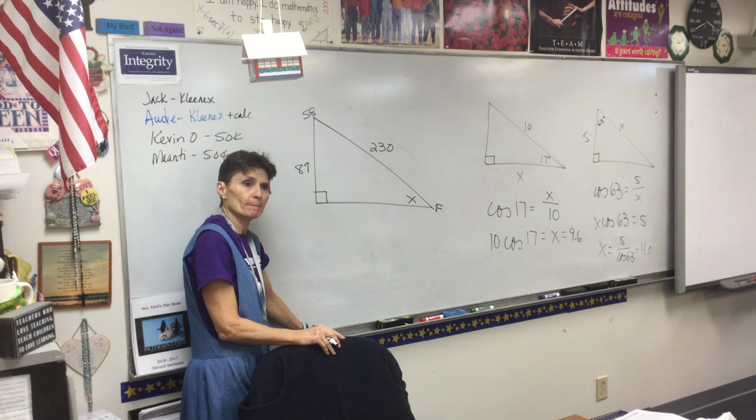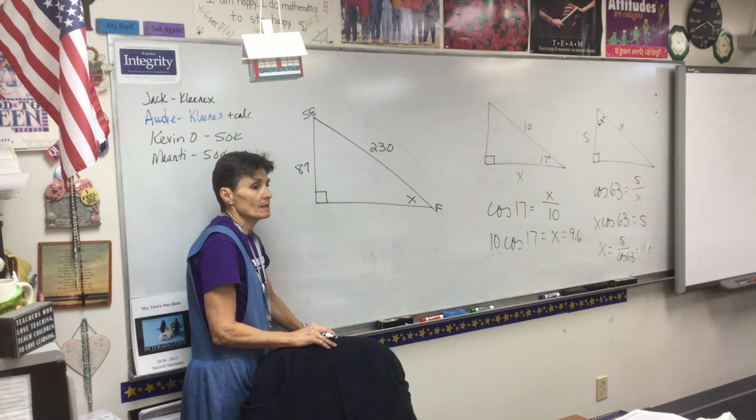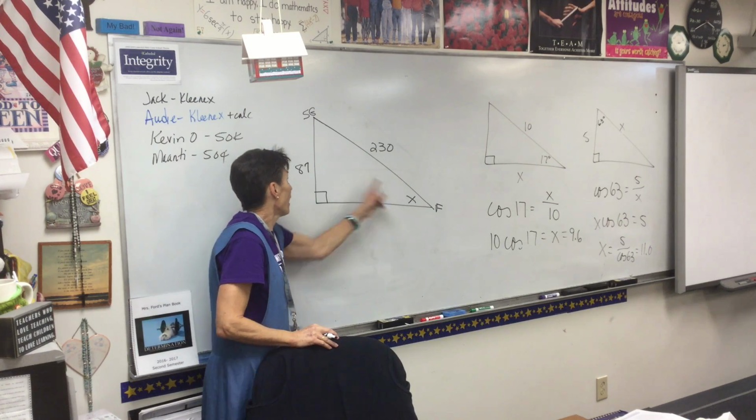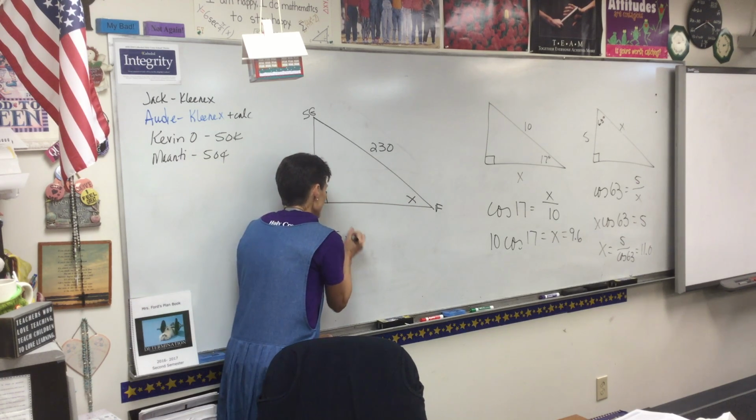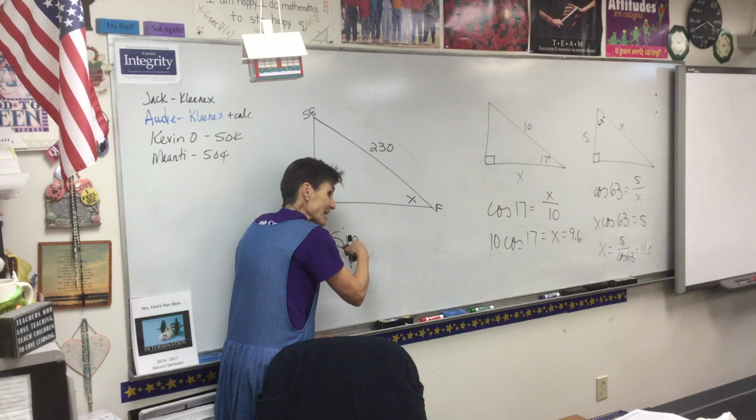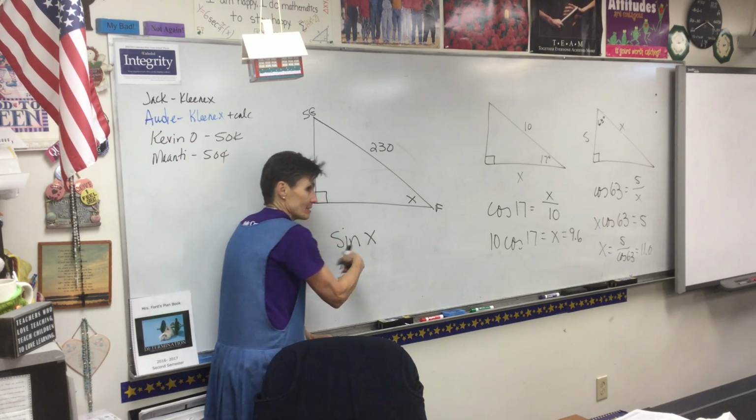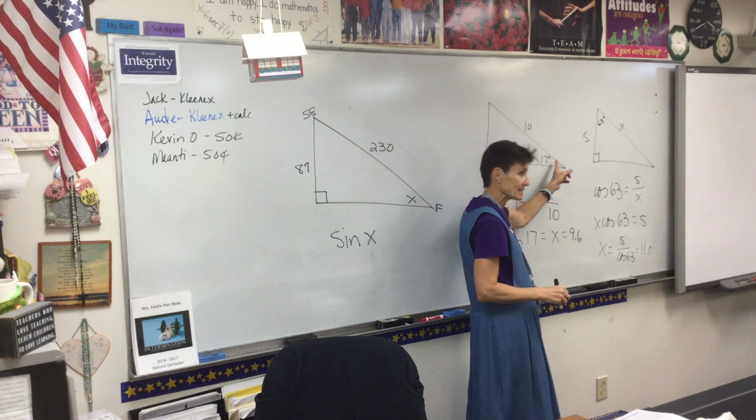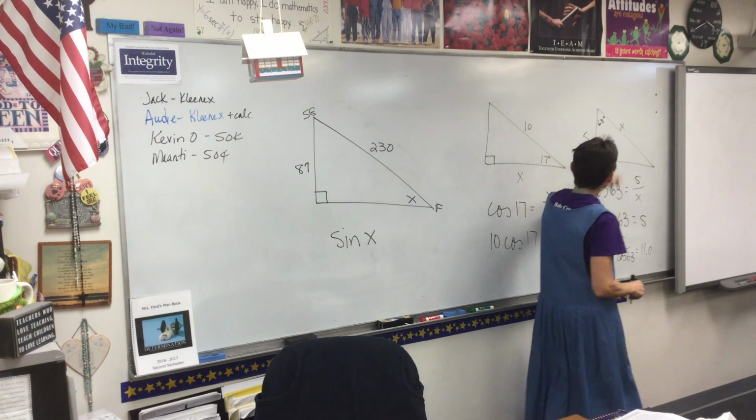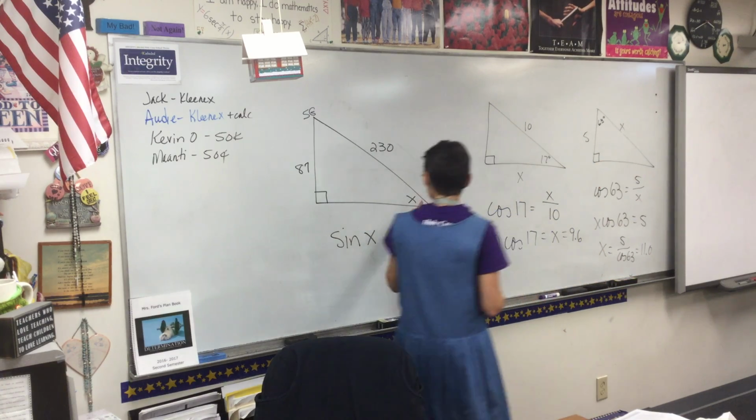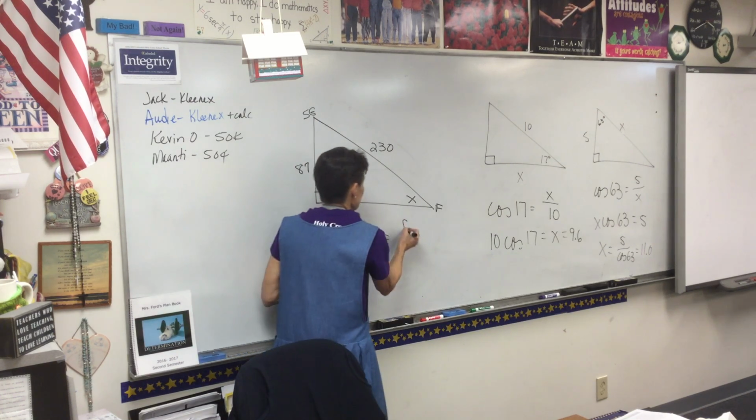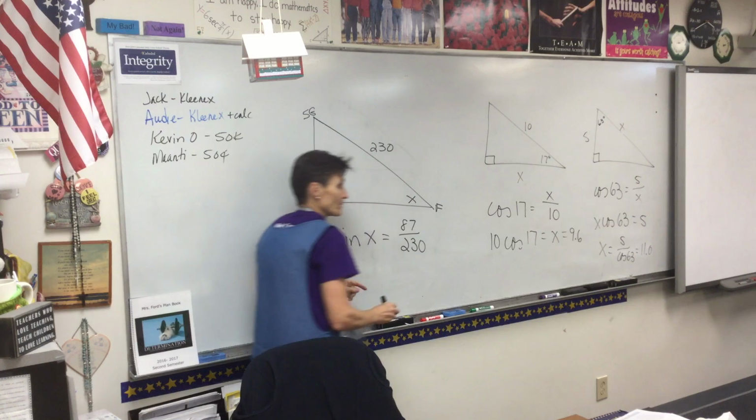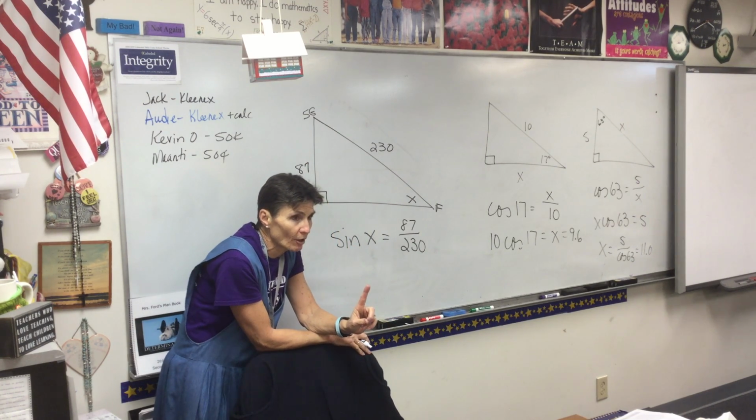This one's a little bit different. So here we go. What function? Sine. Opposite over hypotenuse, right? Now, remember, when you do this, you attach the angle to the function. So it's sine x. Just like over here, it was cosine 17, or it was cosine 63. Here, it is sine x. And what does sine x equal? 87 over 230.